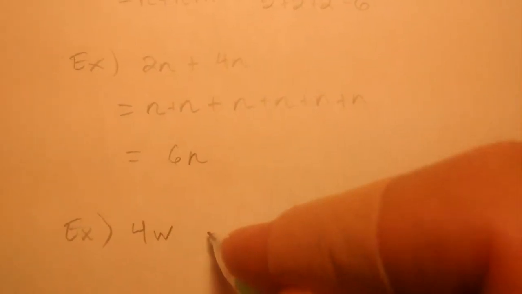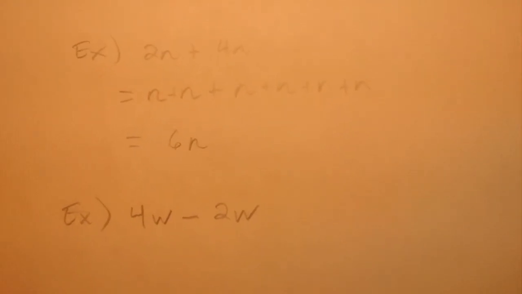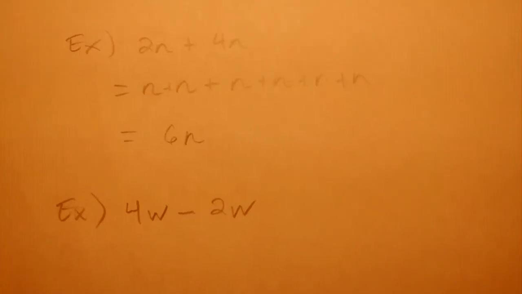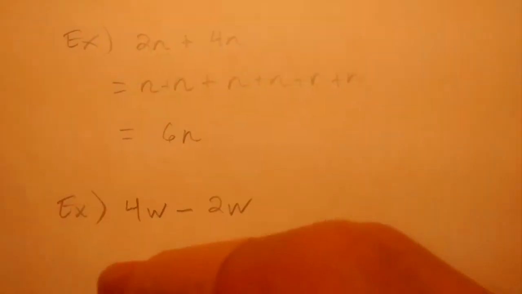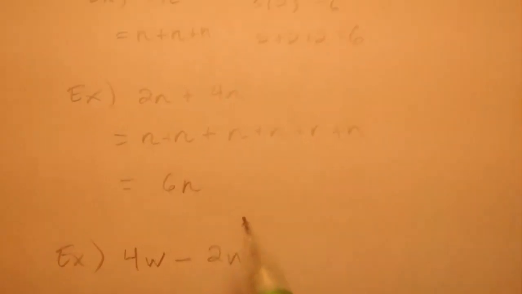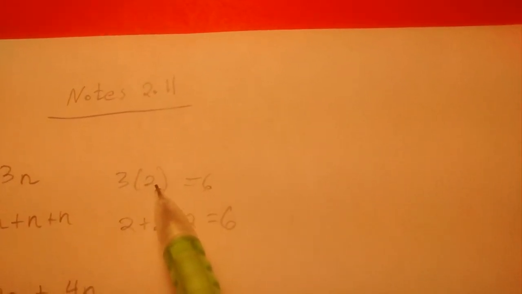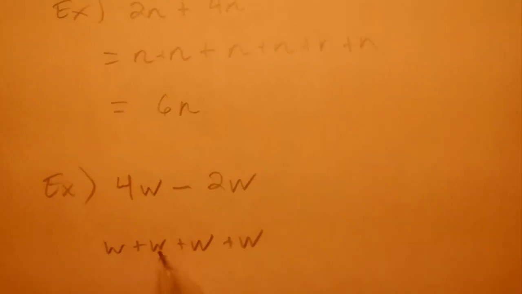What about 4w minus 2w? So the question here is, how many w's are being added together, or what kind of w's, how many w's are being added? Let's take a look. Well, 4w means 4 of these added together. Using this reasoning here, 3 2's multiplied means 3 2's added, really. So that means 4 w's added, and we're going to subtract off 2 w's.